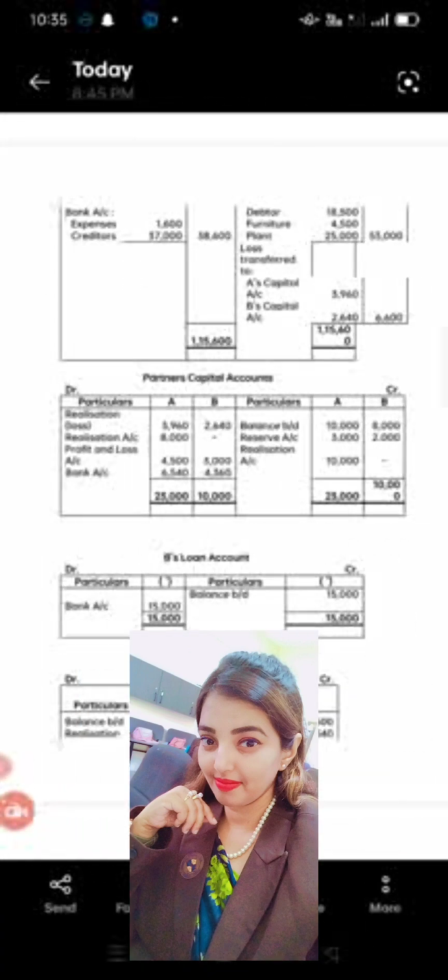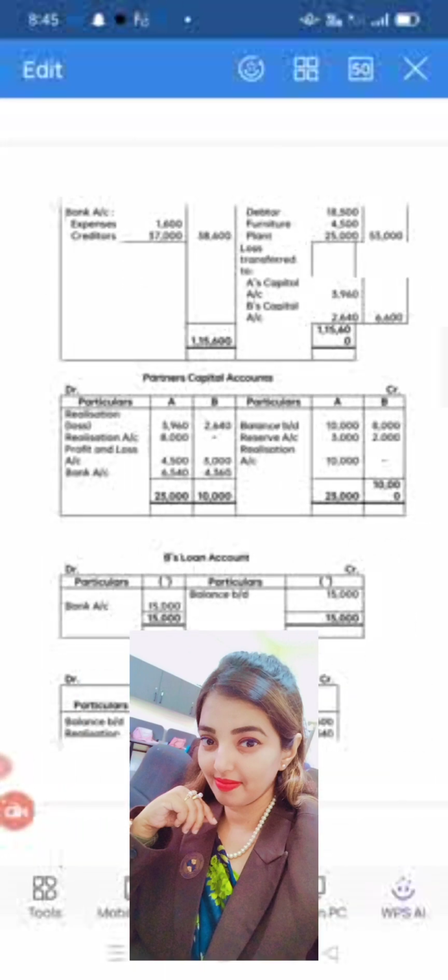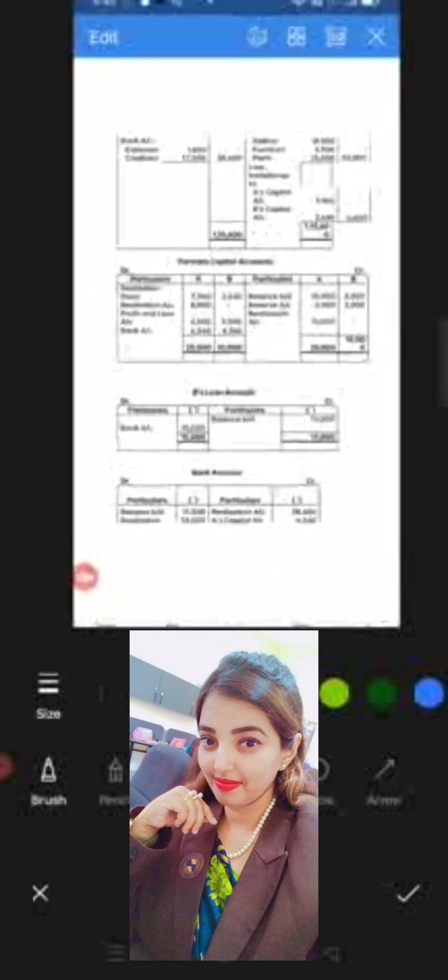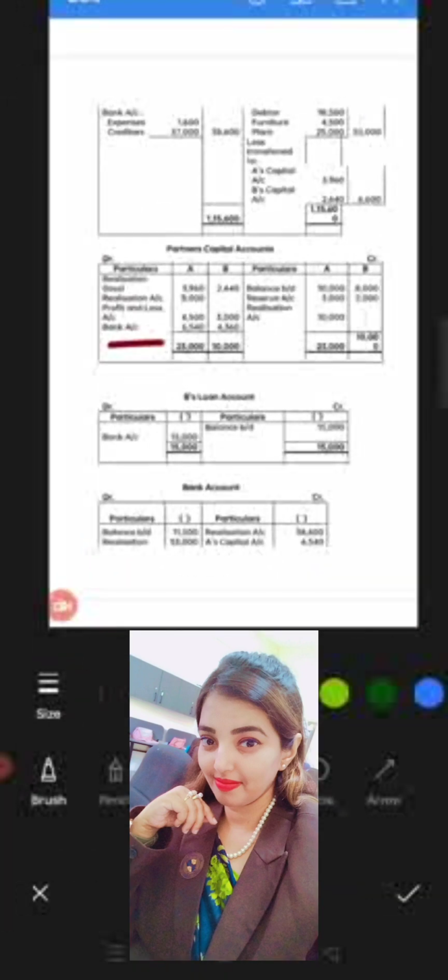Okay, after taking all the bank transactions, and one more here, the bank amount. So you have to take here the bank, that is nothing but 6,540 and 4,360, you have to show in the credit side of the bank account. When both the sides of your answer are correct, then you will get full marks.